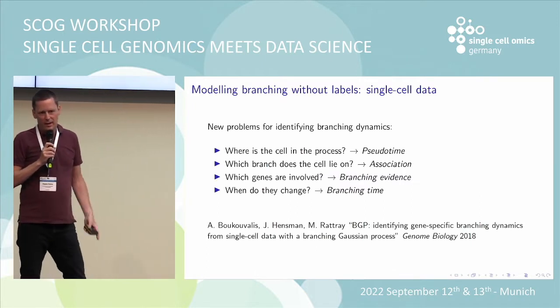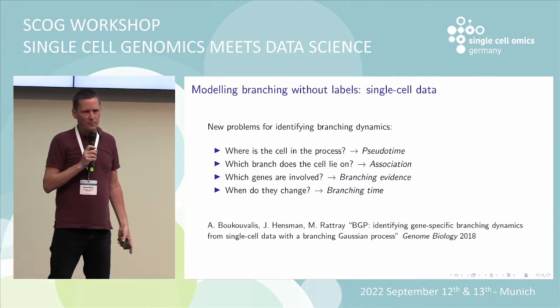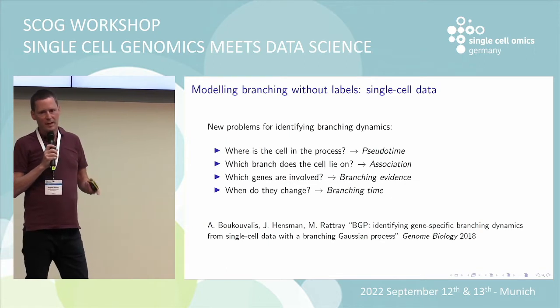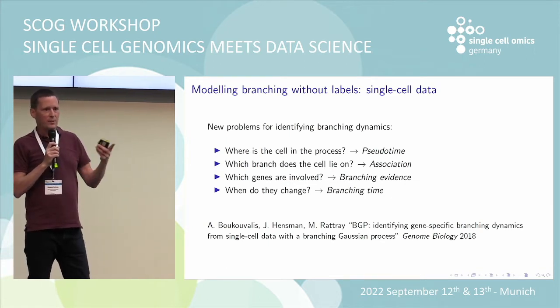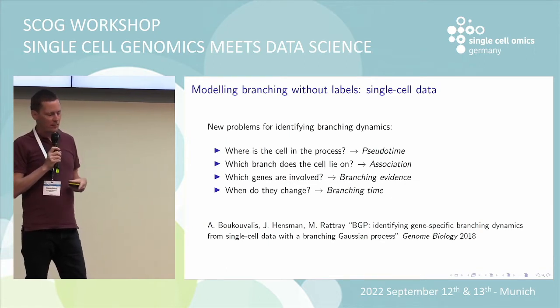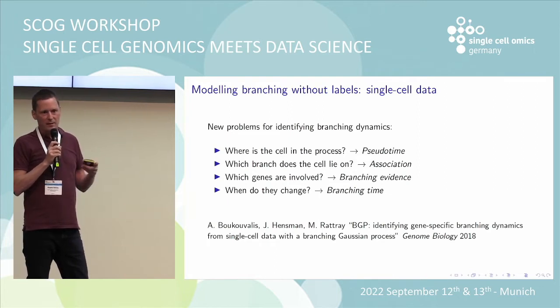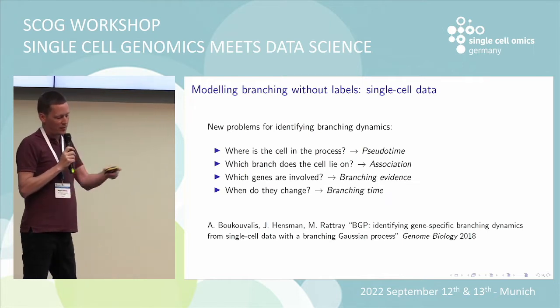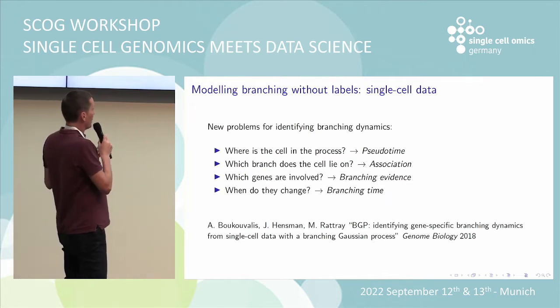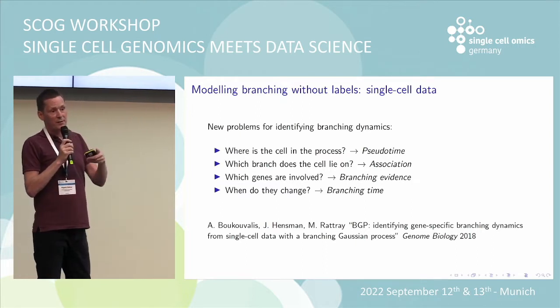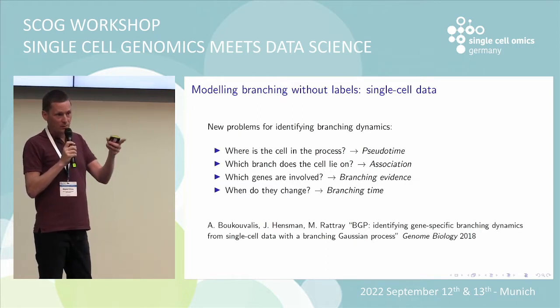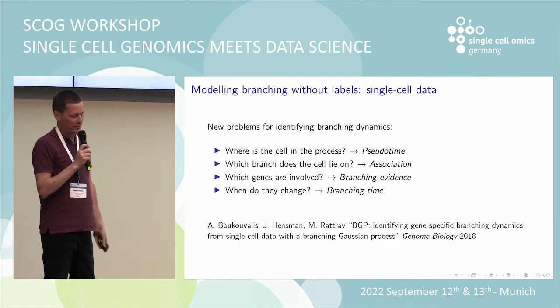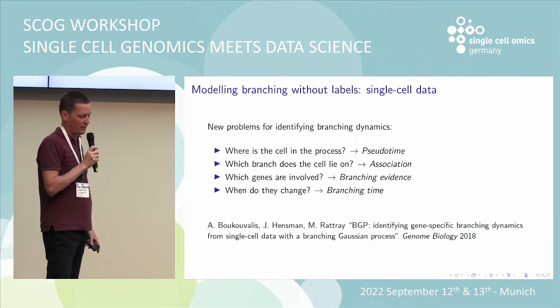So single-cell data is a bit different from time series data because you don't have the labels anymore for which of the time series the data came from. So you have some kind of differentiation process through pseudotime. So you need to solve the pseudotime problem. You need to work out which of the branches cells belong to.